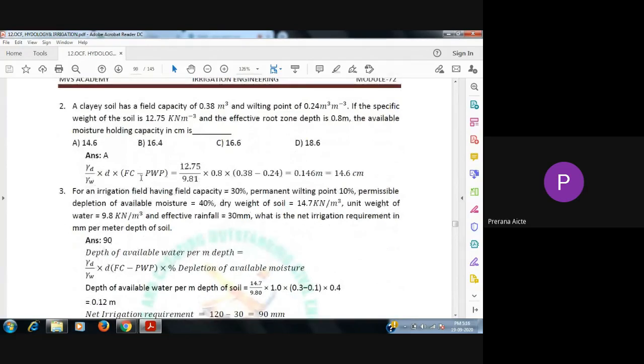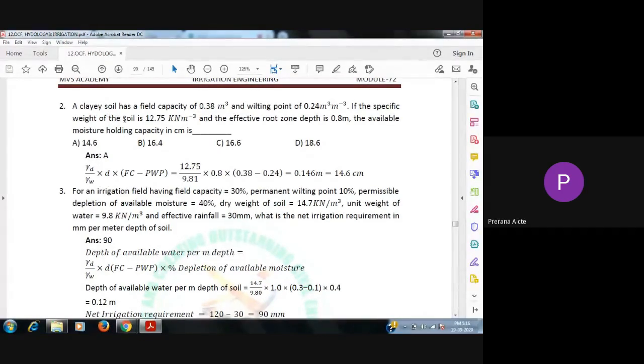With the field capacity minus permanent wilting point, it's called readily available moisture. Available moisture is nothing but field capacity minus permanent wilting point. 70% of field capacity minus permanent wilting point is the readily available moisture content. That's all. This formula you have to remember: gamma D by gamma W into D, FC minus PWP.